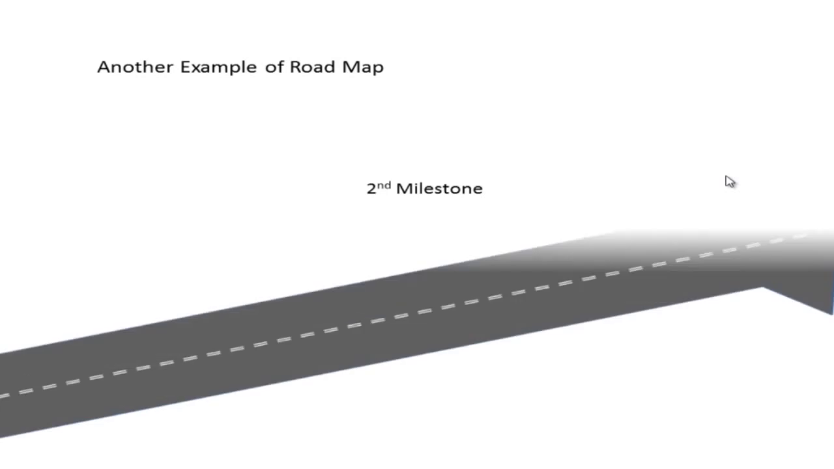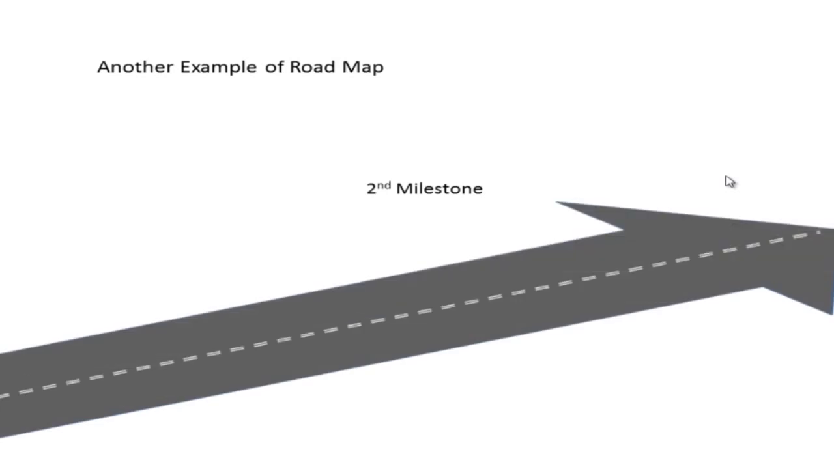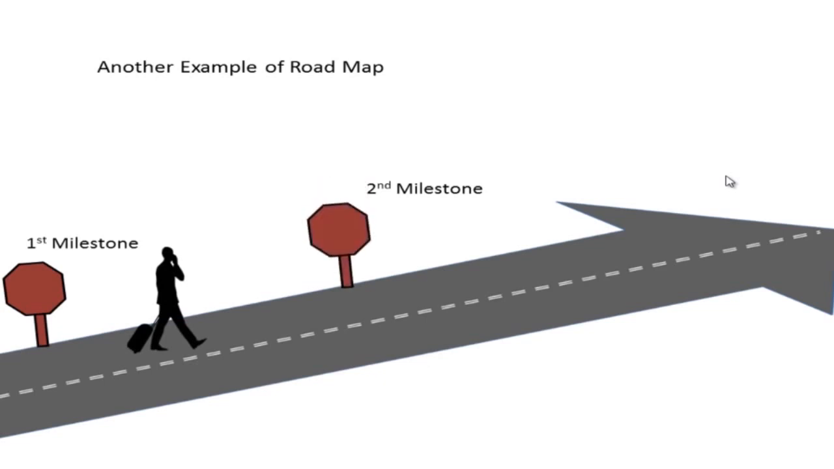Now, proceeding further, the second example. Here is another road, and this is the first milestone. Then there is a person heading towards the second milestone. This is the second one, and then the third milestone. And finally, it shows you a goal, the final target that you are looking for, or the time by which you are targeting it.